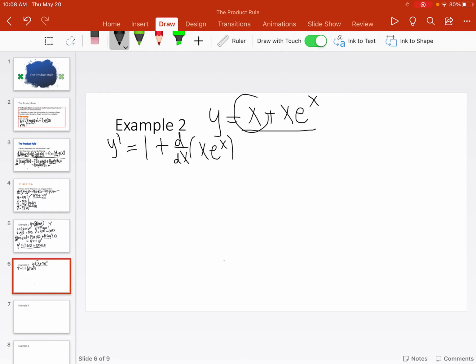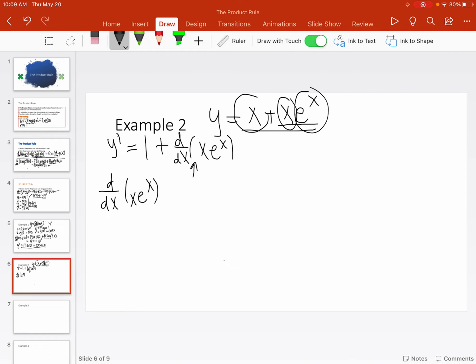Now, what do we notice about the second term? This is a product of two functions. So to take its derivative, we must use the product rule. We're taking the derivative of each term, and our second term happens to be a product of two functions. Therefore, we have to use the product rule. So let's find this separately. We want to find this.